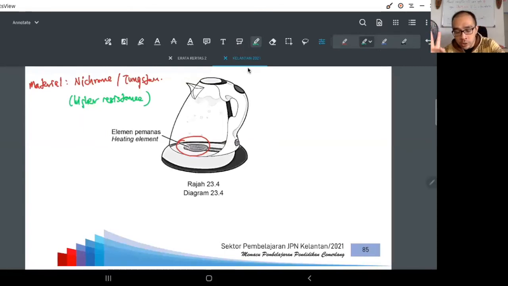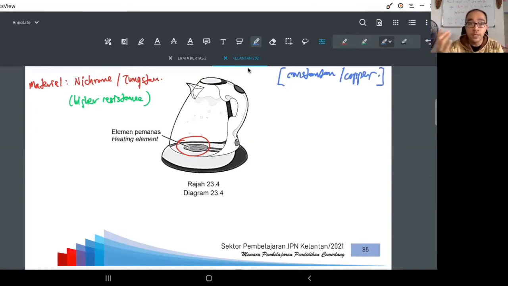Just a side note, the opposite of nichrome and tungsten, which have higher resistance, is constantan and copper. Constantan and copper have low resistance. So it depends on the situation that you want. You want high resistance or low resistance? Remember the material. Nichrome and tungsten have higher resistance. Constantan and copper have low resistance. Just a side note if you want to remember.